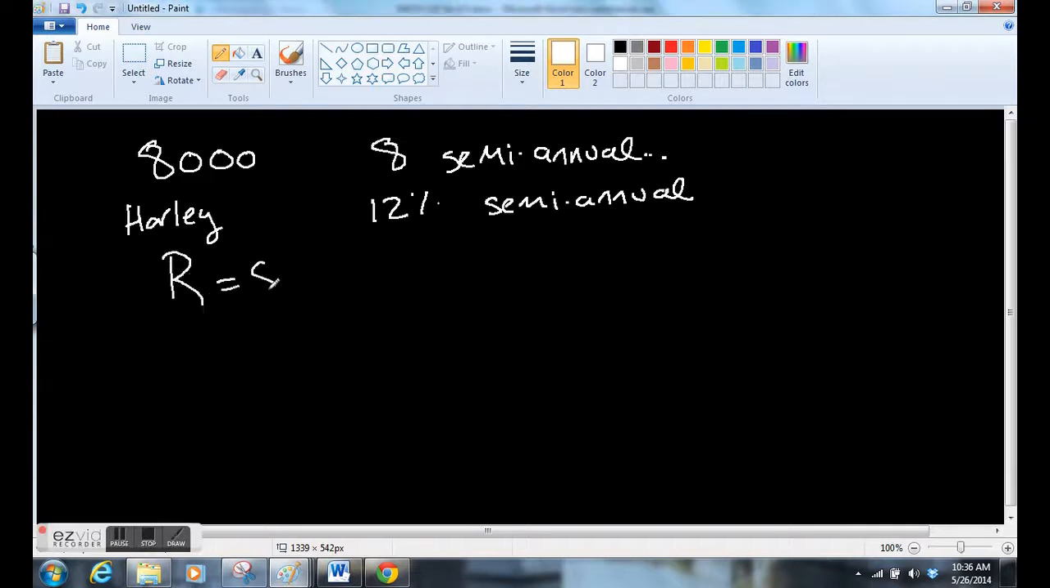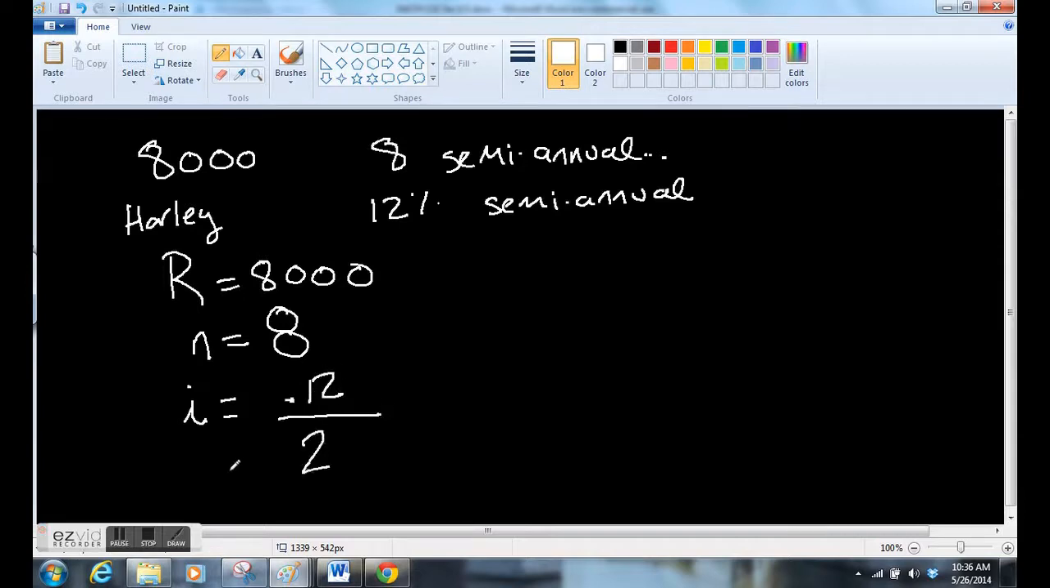So in this case, A_N is equal to $8,000. That's how much we borrowed. n is equal to 8 because we have 8 periods. Imagine your little book has 8 payment coupons in it. i is the interest rate per period. This is 12% compounded semi-annually, so it's 2 times per year, so it's divided by 2, and that equals 0.06. Now we're going to use the formula.